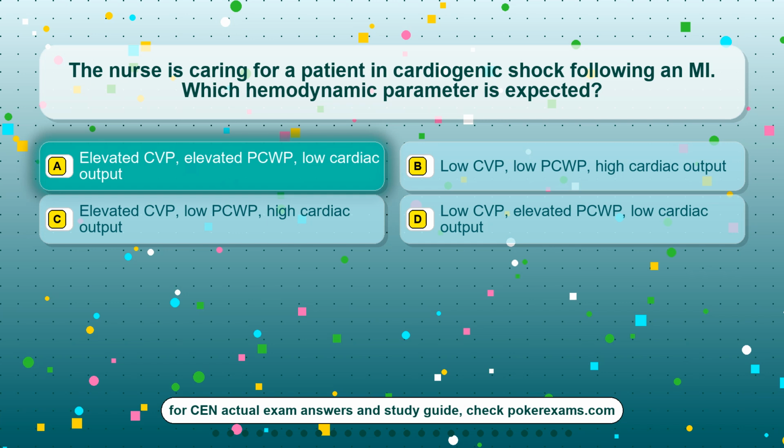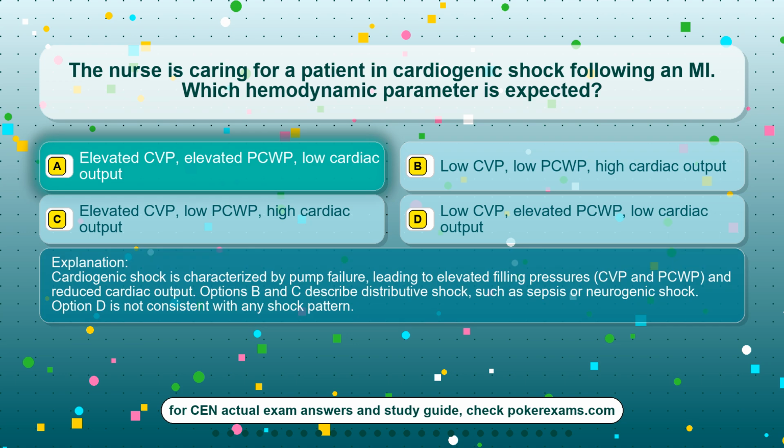The correct answer is option A. Elevated CVP, elevated PCWP, low cardiac output. Cardiogenic shock is characterized by pump failure, leading to elevated filling pressures, CVP and PCWP, and reduced cardiac output. Options B and C describe distributive shock, such as sepsis or neurogenic shock. Option D is not consistent with any shock pattern.